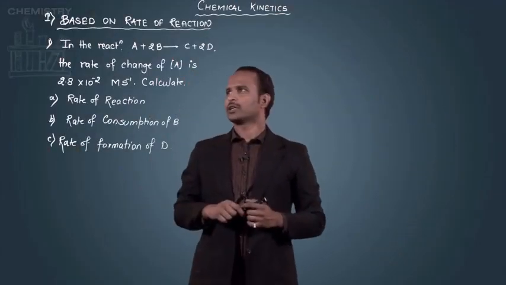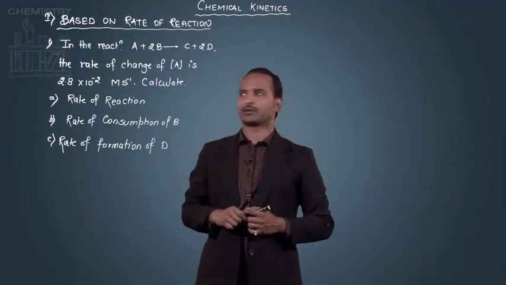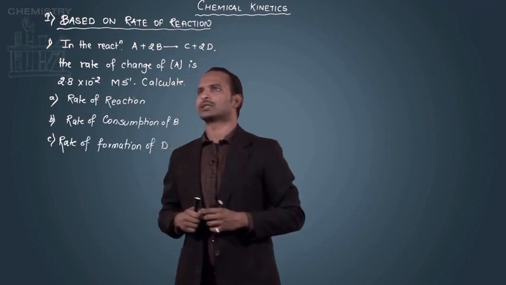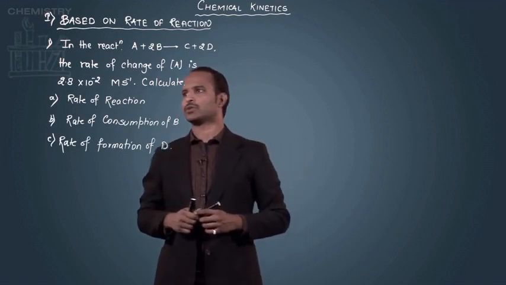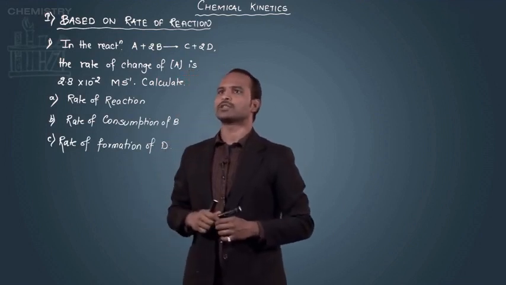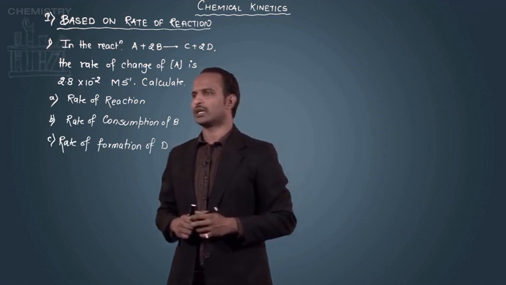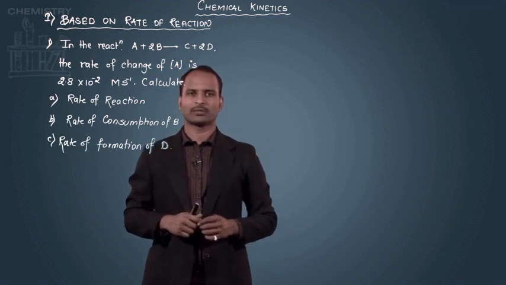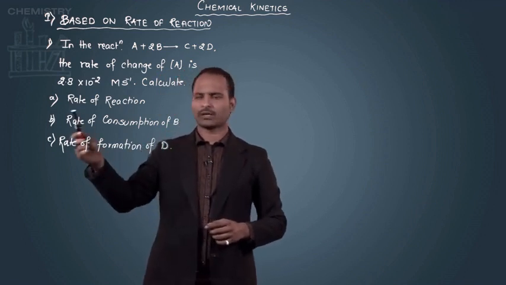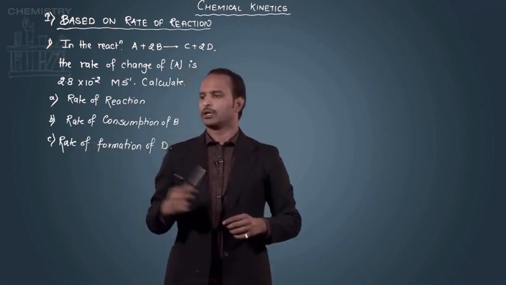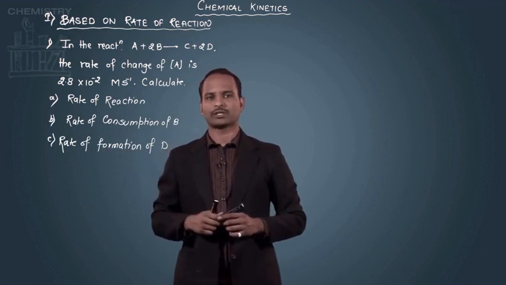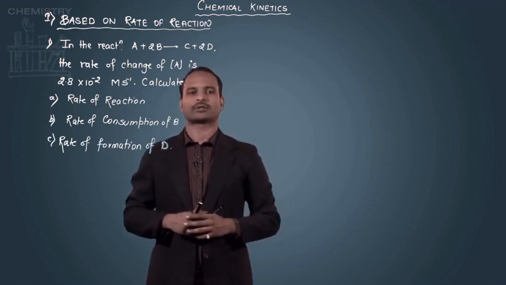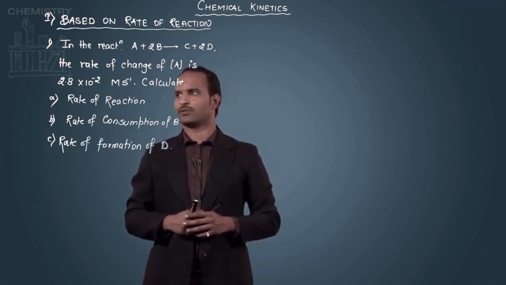Okay, so the numerical based on the rate of the reaction. The first numerical, the question is, in the reaction A plus 2B gives C plus 2D, the rate of change of concentration of A is 2.8 into 10 raised to minus 2 molar per second. Calculate: number 1, the rate of reaction; number 2, the rate of consumption of B; and third, the rate of formation of D.